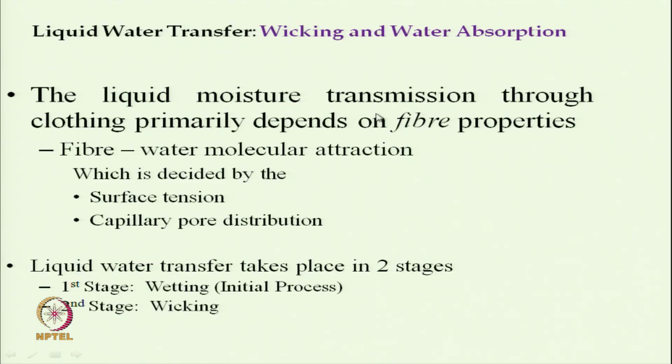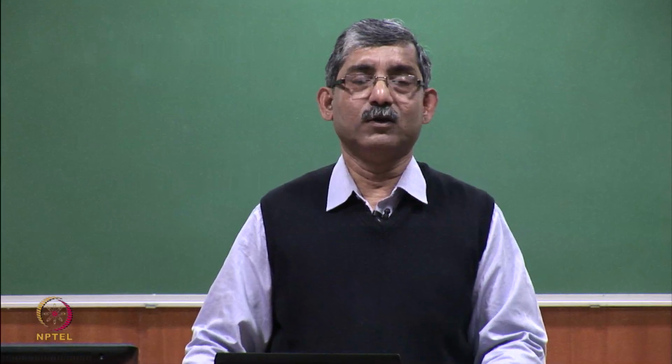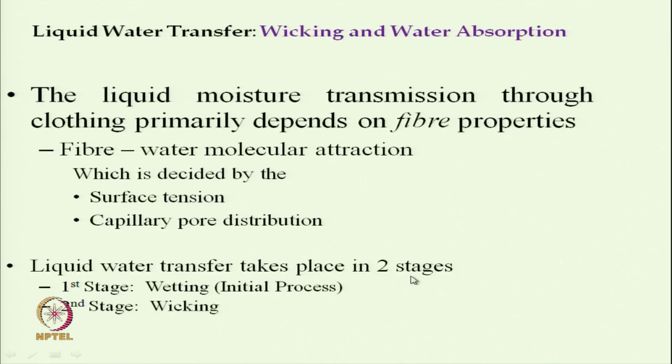The liquid moisture transfer through the clothing primarily depends on fiber properties, that is fiber water attraction, surface tension, and capillary pore distribution. So, depending on the capillary pore size, the transmission of water will vary. As I have mentioned, it takes place in two stages. First is wetting, which is extremely important, and then second is wicking.